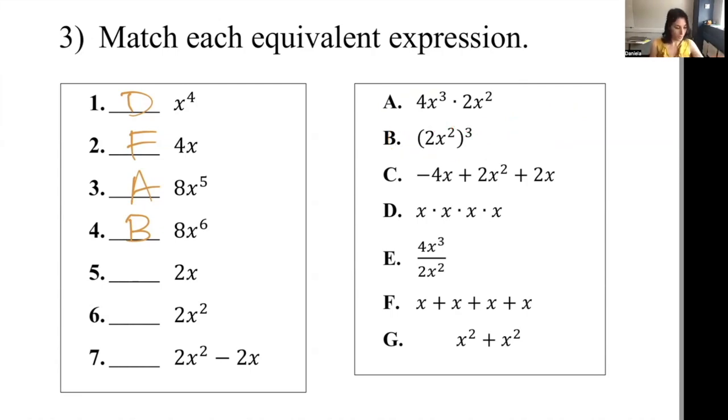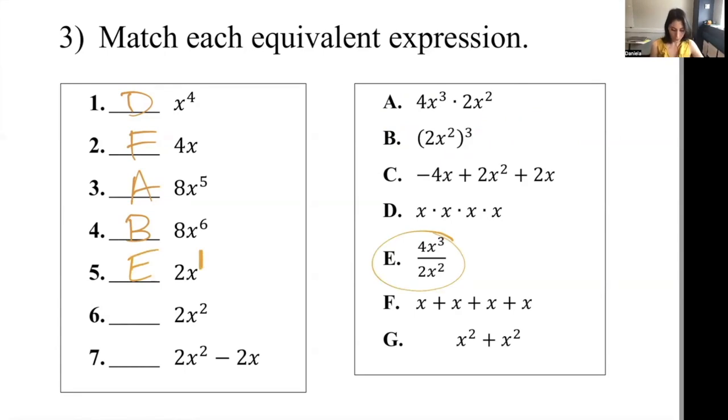So for number 5, 2 times x, that would be E. So that's the quotient rule. So 4 divided by 2 is 2. So what happens when you have exponents with the same base and you're dividing? You are going to be subtracting the exponents. 3 minus 2 is 1. There's an imaginary 1 there, right?